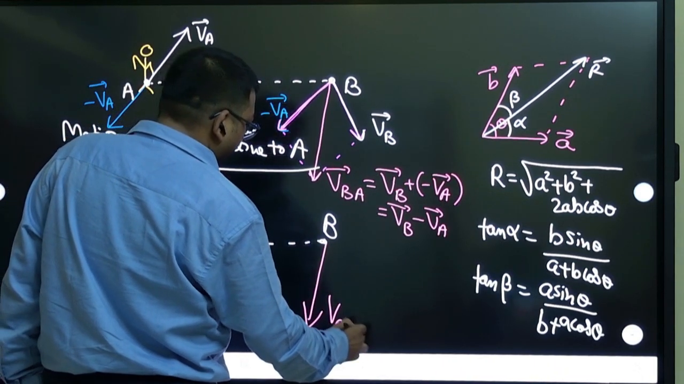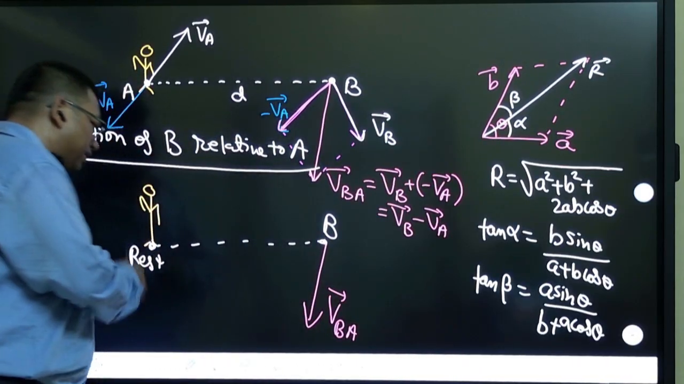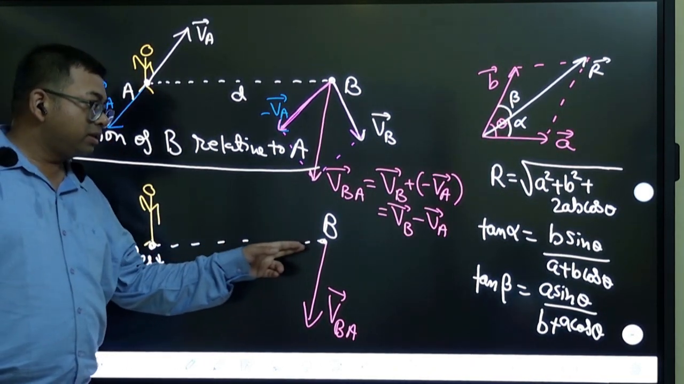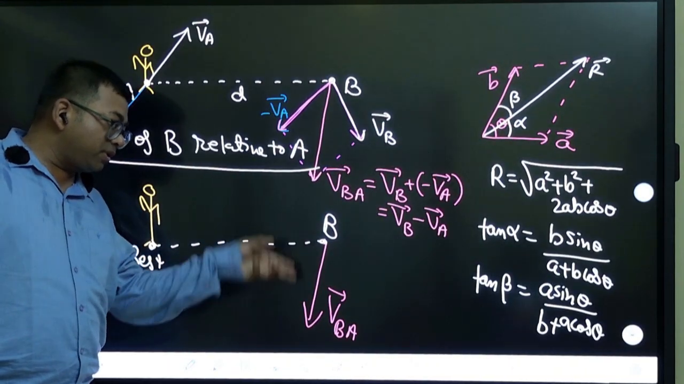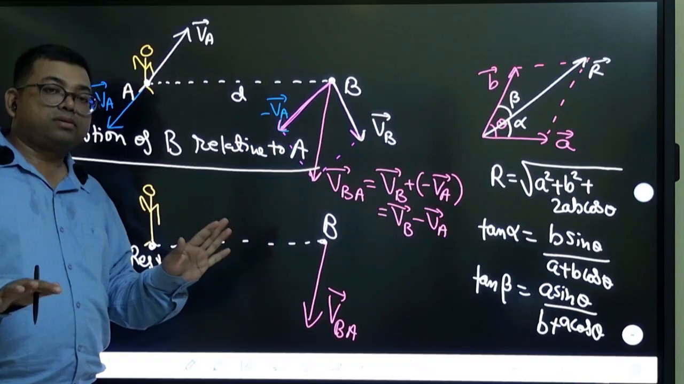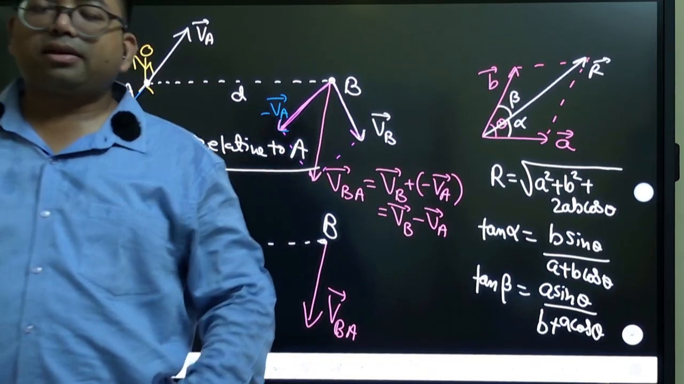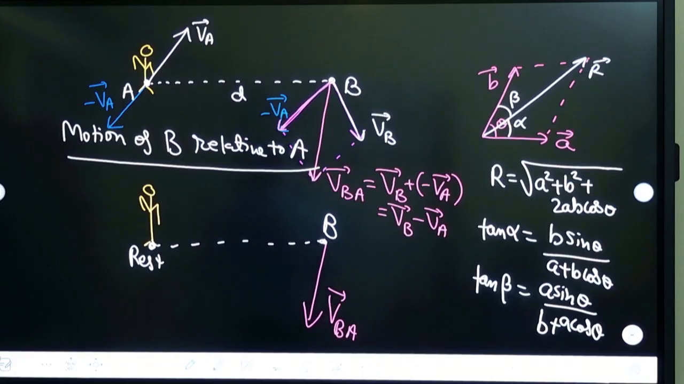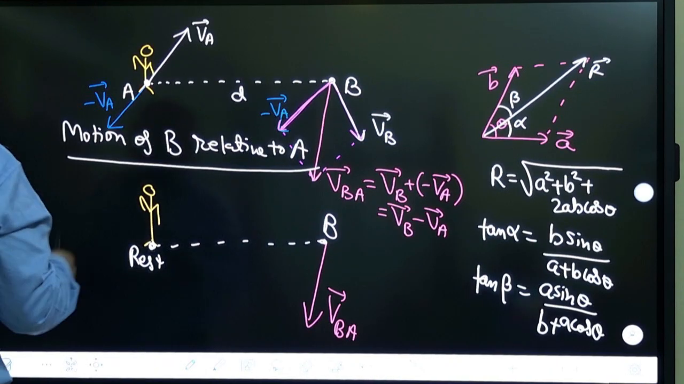VBA. So now this person is just going to study and he will see that B is going with this velocity. That's all. Clear? Are you clear about this? This is what is motion of B relative to A.